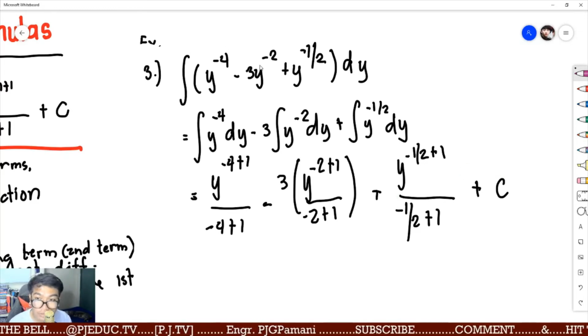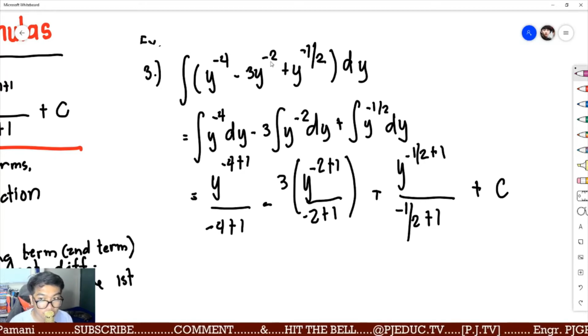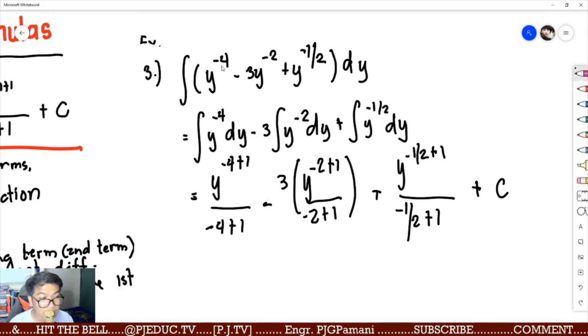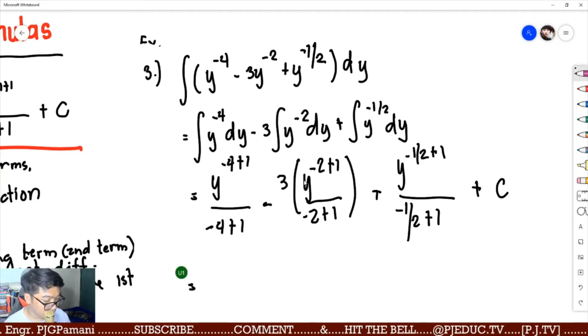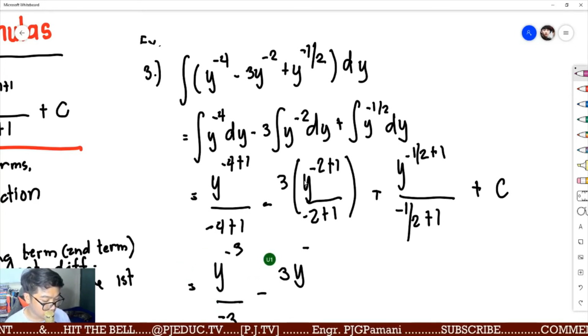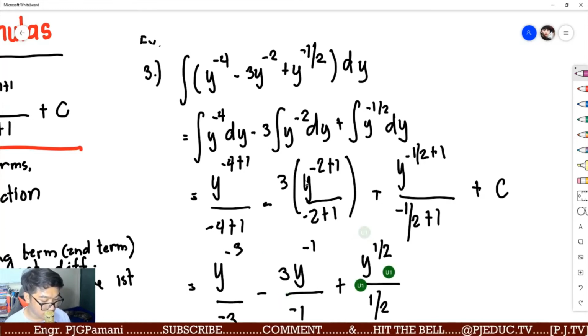If your function or first term turns out to have an exponent of negative 1, take note, negative 1 plus 1 is 0, so the resulting term would be undefined. It is not recognized, so basically we'll have to use the logarithmic function. But this is less than negative 1, therefore we could still apply the power formula. Simplify this further: y raised to negative 3 over negative 3 minus 3 y raised to negative 1 over negative 1 plus y raised to 1/2 over 1/2 plus c.